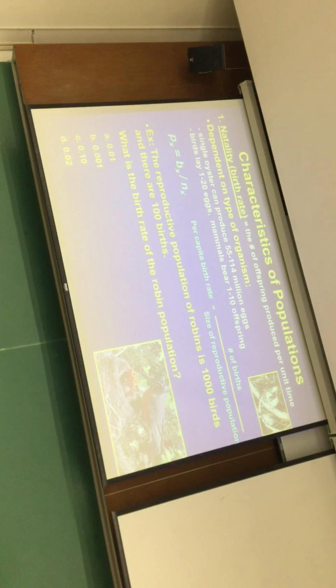All right, let's do a quick calculation. I have some robins over here. The reproductive population of these robins is 1,000 birds, and there's 100 births within that population. What's the birth rate? You don't even need to think much about this one. Just pop it in real quick, okay?